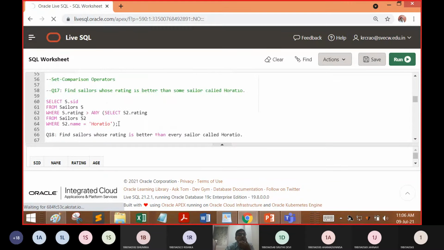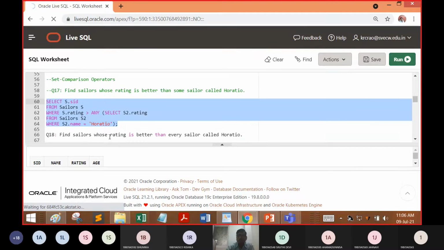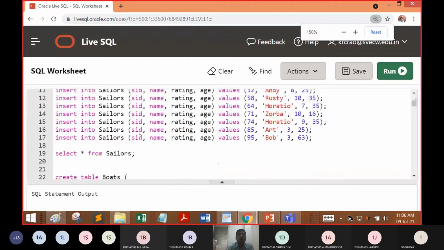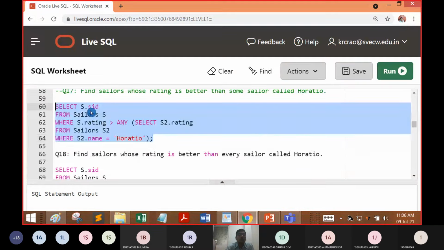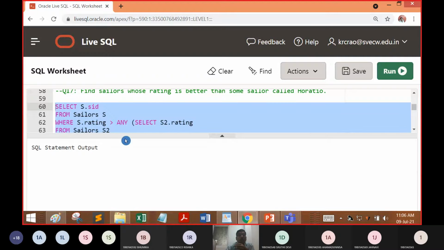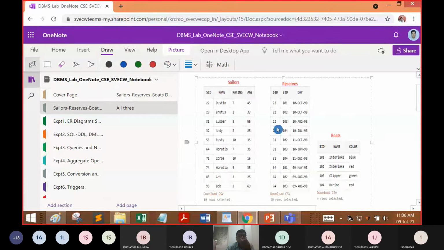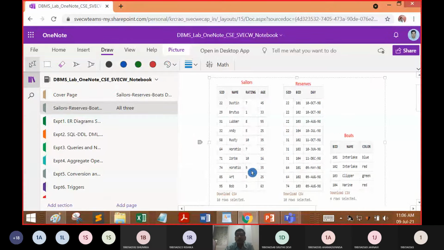So now this was the query what we were talking about. We have Sailor S and his rating should be greater than the Horatio. So I'll just show you the execution. So we have 58, 71, 74, 31 and 32. So these are the people whose ratings are greater than the Horatio rating.